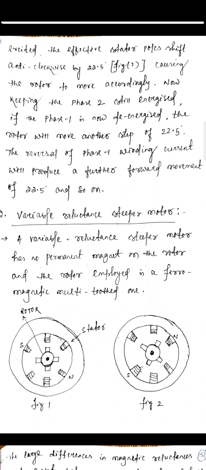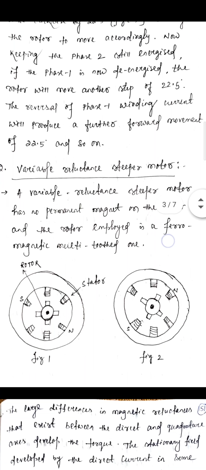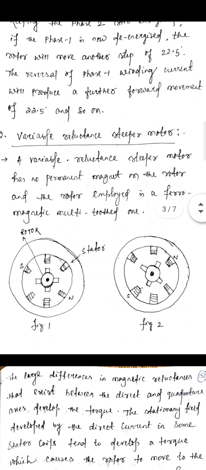Now, keeping phase 2 still energized, if phase 1 is now de-energized, the rotor will move another step of 22.5 degree. The reversal of the phase 1 winding current will produce a further forward movement of 22.5 degree, and so on. It will move step by step. Next, go to the variable reluctance stepper motor.